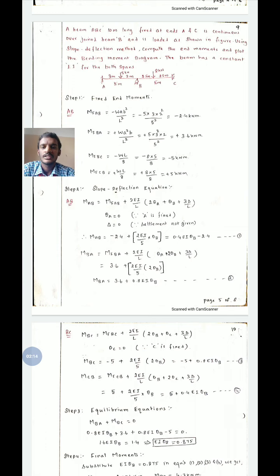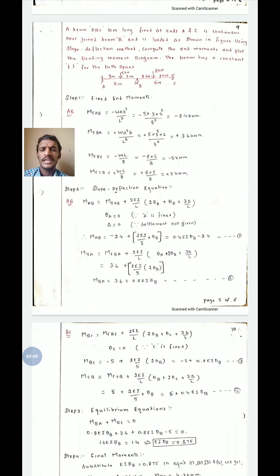Step 2. Slope deflection equation. The slope deflection equations depend on the number of spans. For each span, there will be two equations. In this problem, there are two spans, therefore we get 4 slope deflection equations. First we will see the AB span. For the AB end, we write the slope deflection equation: MAB is equal to M of AB plus 2EI by L bracket 2 theta A plus theta B plus 3 delta by L.